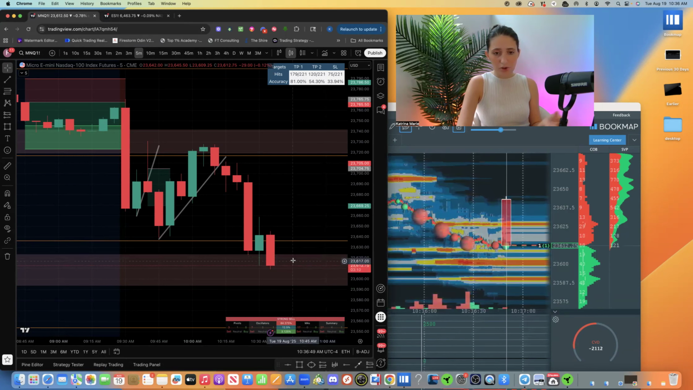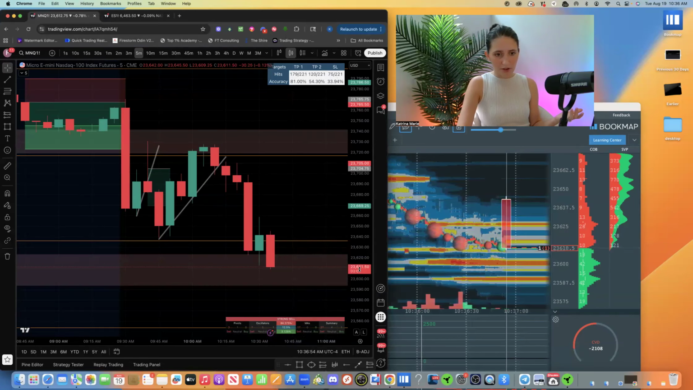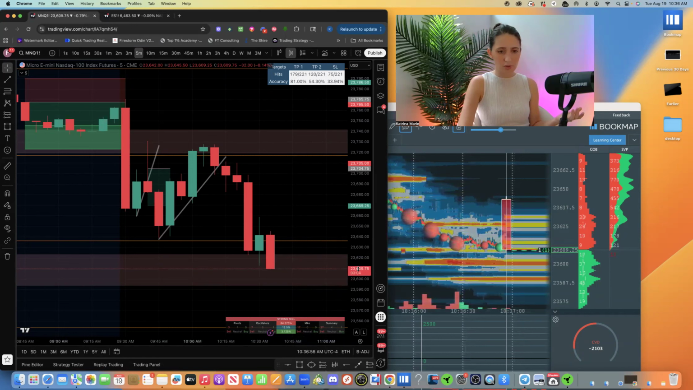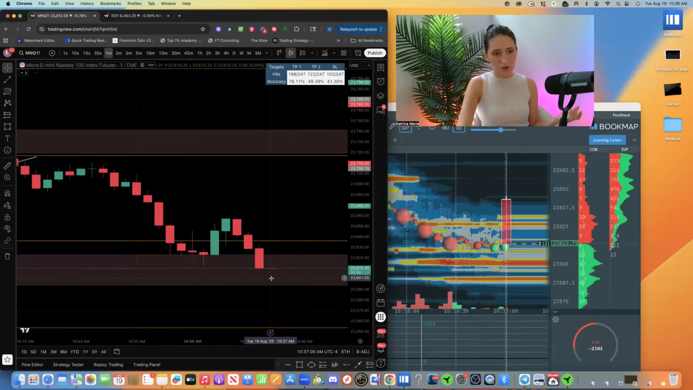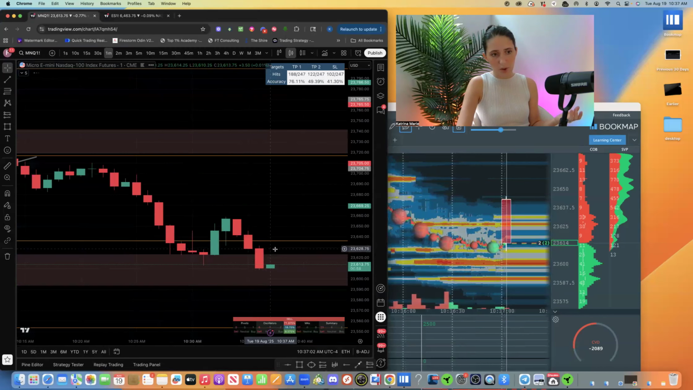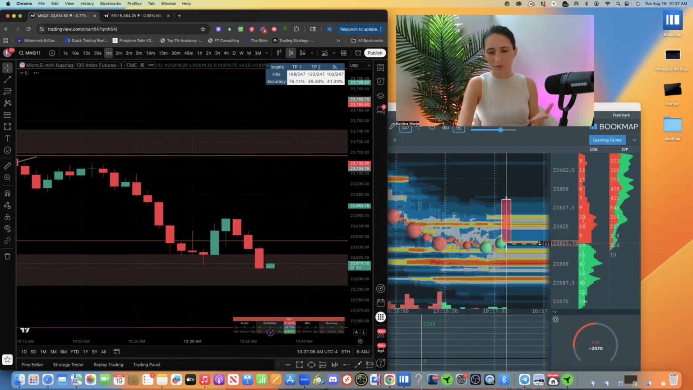And could we continue pushing down? Of course, we can absorb that area, but there's going to be a pullback very soon here of some sort. Especially since we have a break of structure on the 1 minute, and there's always some sort of pullback when there's a break of structure.